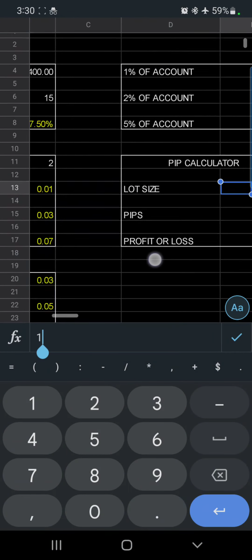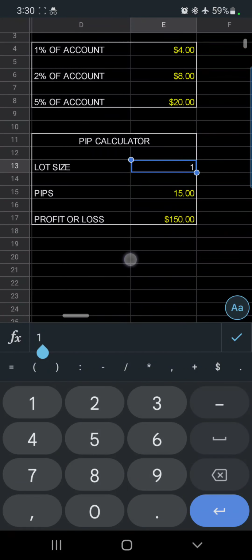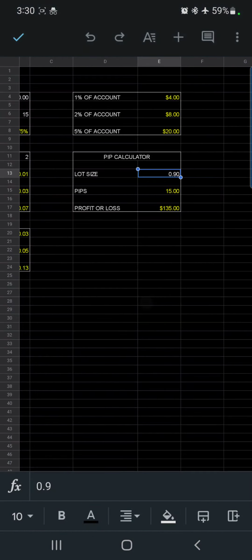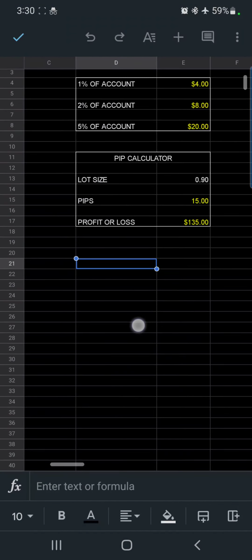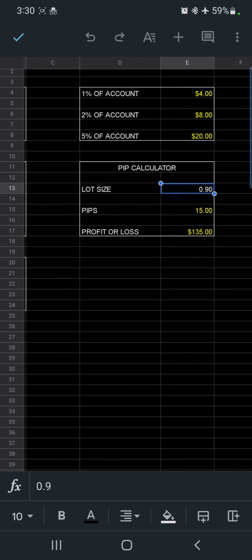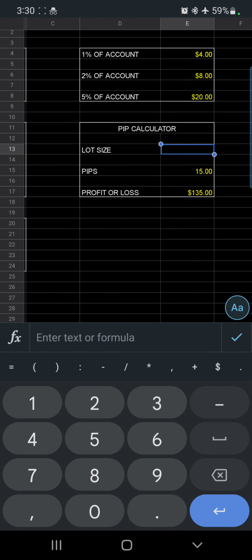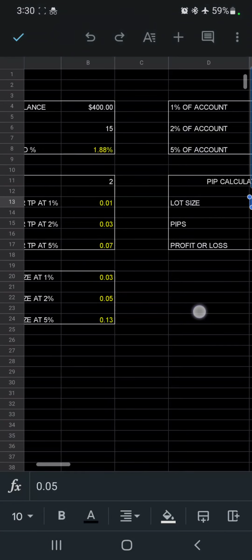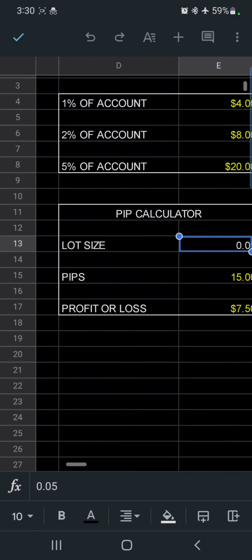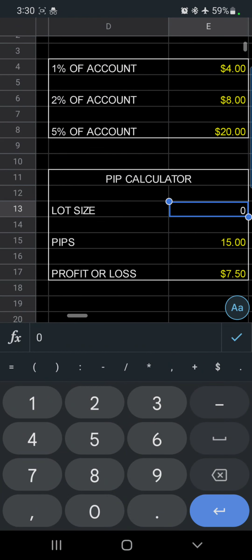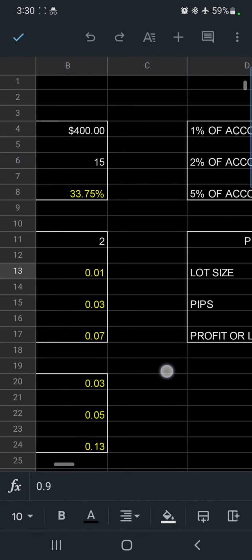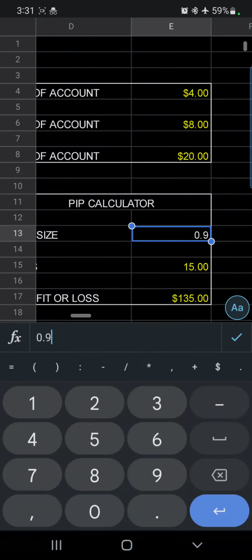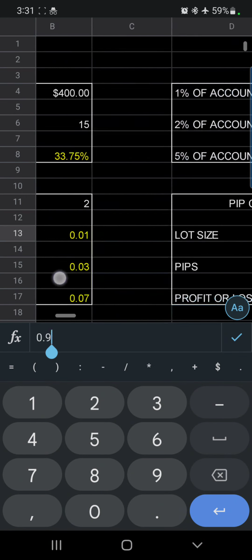So if you feel a little froggy and want to play around with your lot sizes and experiment with them before you do the actual official calculation here, you can play around with this and change your lot sizes to 0.9. That's at 33%. You can also change it to 0.05. It looks a lot better. Let's see what 0.9 was again, just to make sure. 33%. That's a lot lower, but it's still a lot risky.